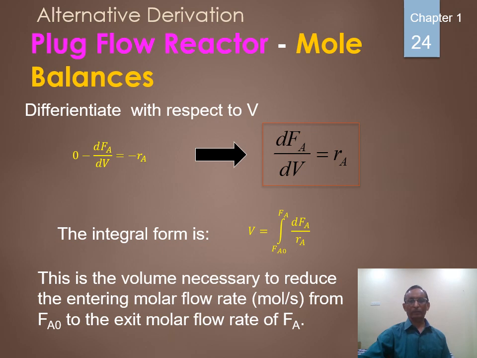Volume, how do you find volume in a CSTR? In a CSTR, V is equal to Fa0 minus Fa divided by Ra. In the case of the plug flow reactor, V is equal to the integral from Fa0 to Fa. So you have to remember the integral formulas to find this volume. We know that you have studied some formulas in numerical methods, which I have explained in the next slides. You will use the integral formula of 1 by Ra to find the volume of this reactor.